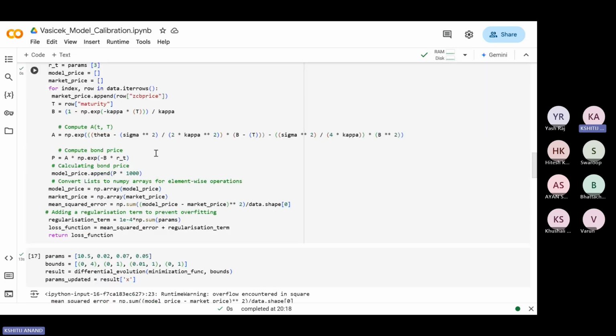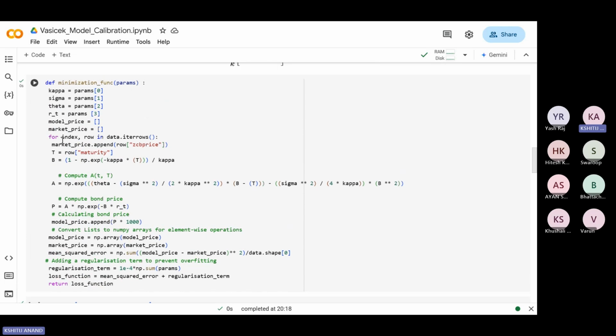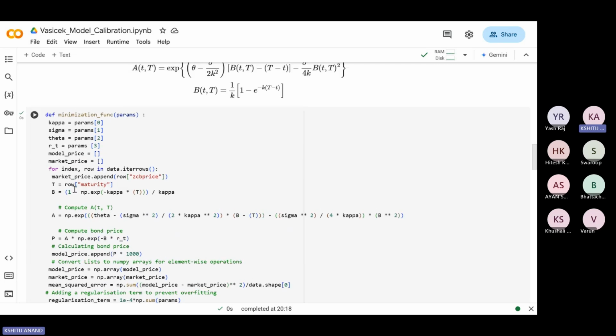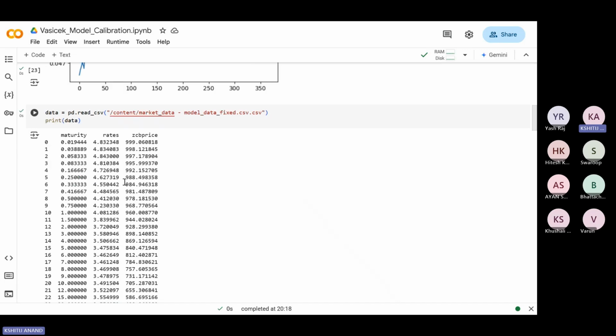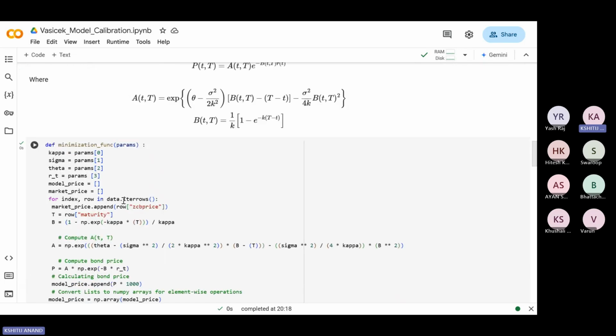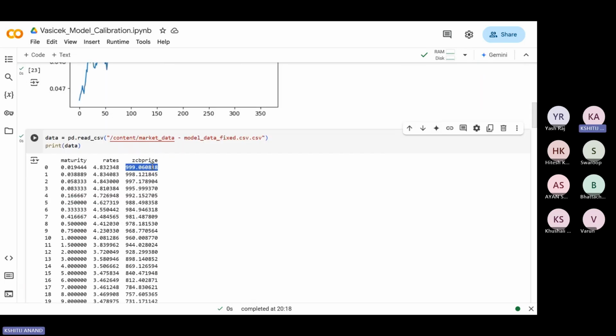So let us do it. For index and row in data iterator, basically it is a way to iterate through the data. So what we'll be doing, market prices you already know. In each row, we go through and their ZCB price is the market price. So we'll be appending it to the market price list. For this zero coupon bond, its price we have already appended to the market price list.